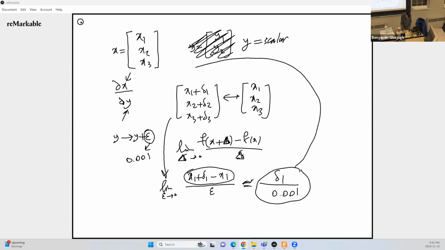The first element of this, because this becomes a vector, right? A three-dimensional vector. This is the first element. The second element will be delta 2 over 0.001. The third element will be delta 3 over 0.001.